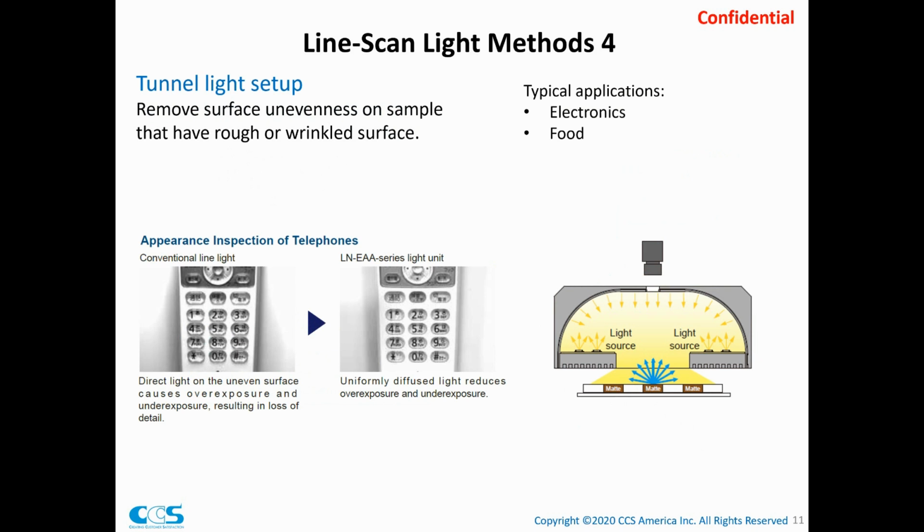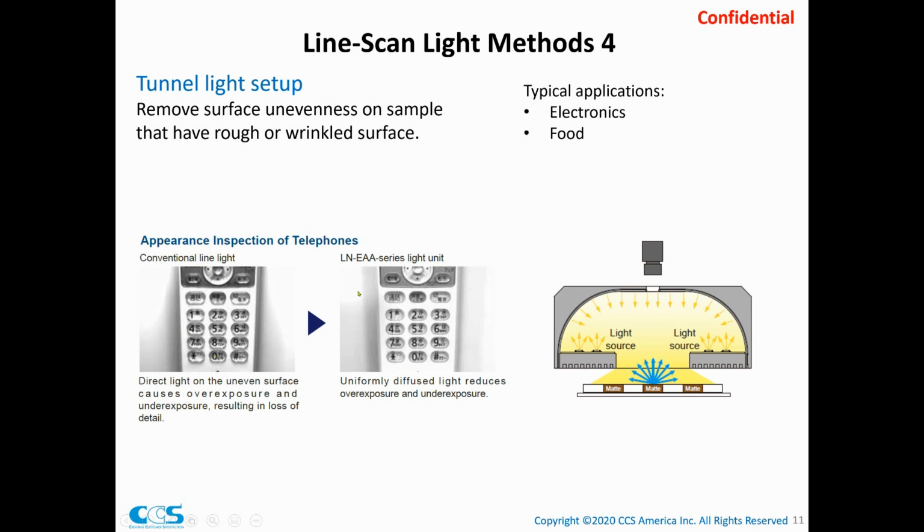The fourth lighting setup will be the tunnel light setting. This lighting technique will be really good for samples that have a rough or wrinkled surface. For example, here we have a cell phone. We have some buttons on the cell phone, and the buttons are convex, so we have some bump. If we use a traditional front light, because the light comes from one angle, we will create some shadow on one side of the button, so we cannot get a clear image.